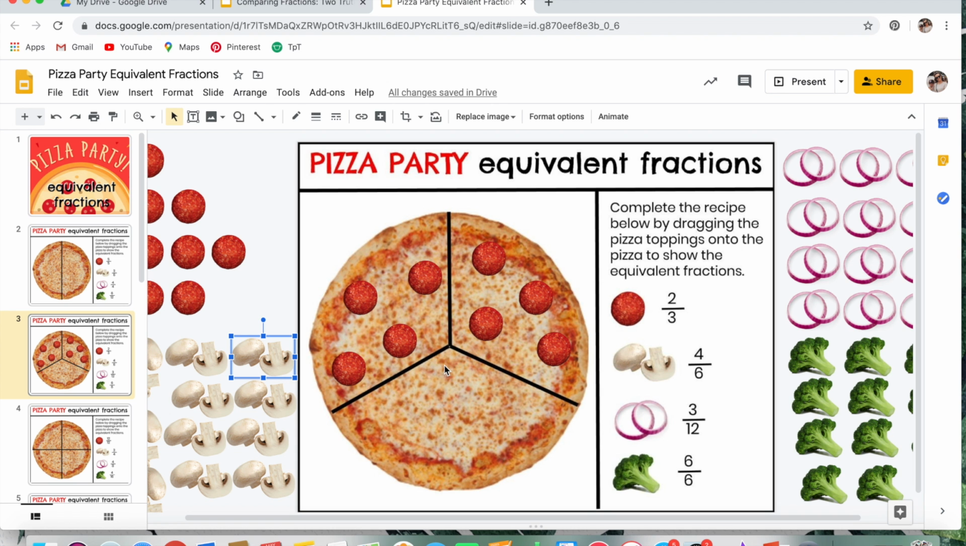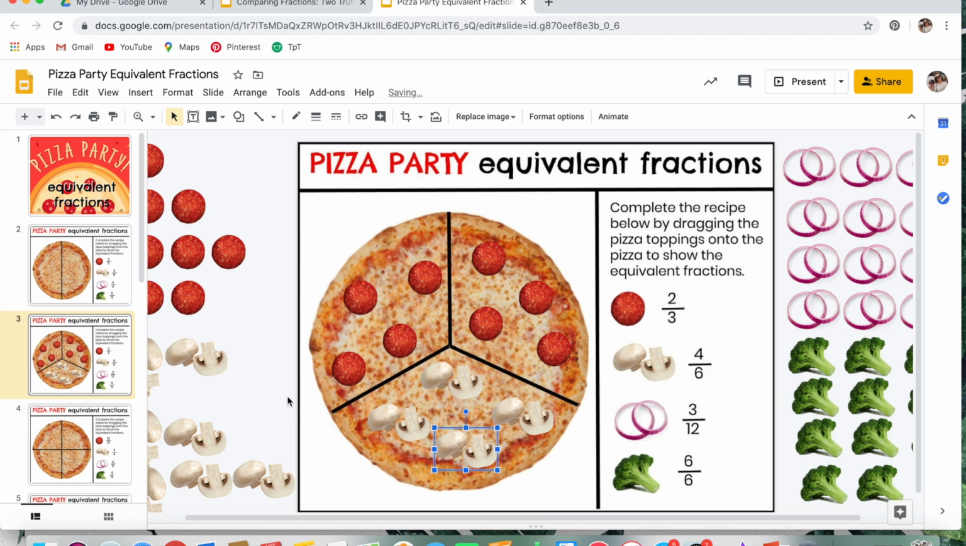Let's go do that. Okay, I now know that 4/6 is equivalent to 2/3. So I'm going to cover 2/3 of my pizza with mushrooms. It does not say that it has to be the same 2/3 as my pepperoni, so I just need to make sure that 2 of these pizza slices have mushrooms on them. So this one will have mushrooms, and this one's gonna have mushrooms.